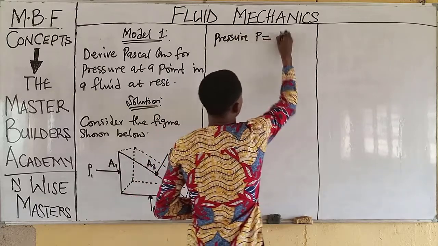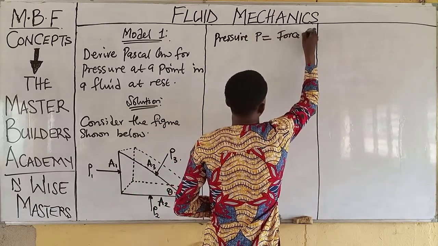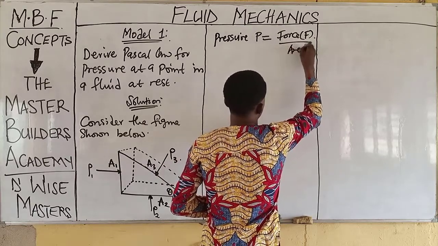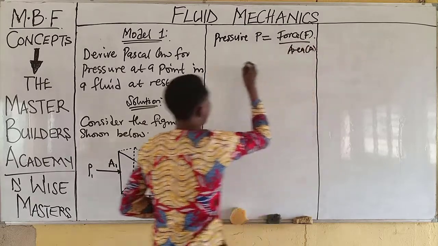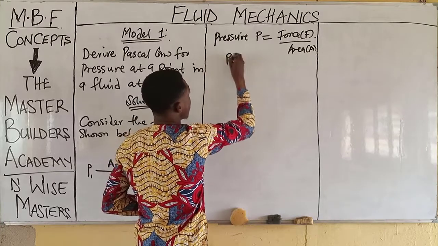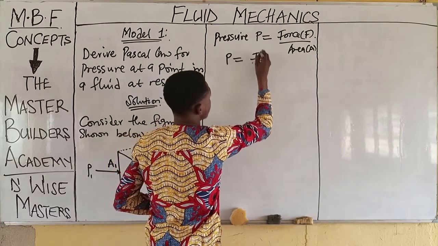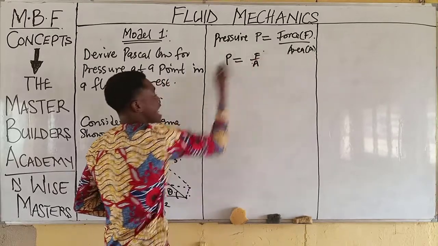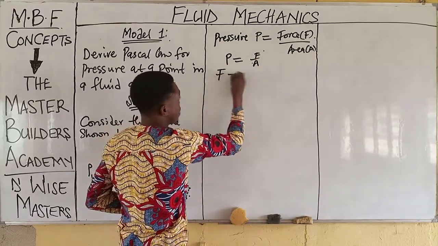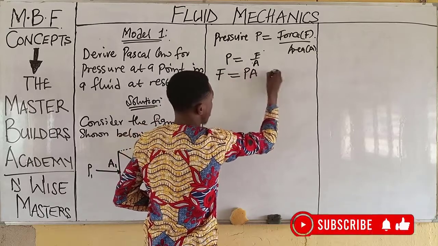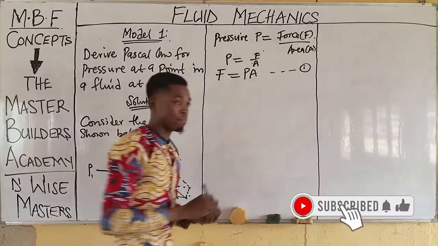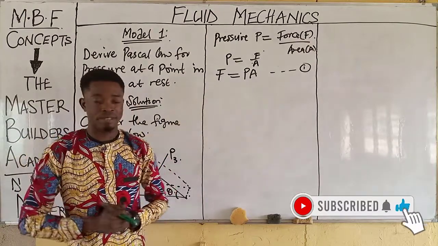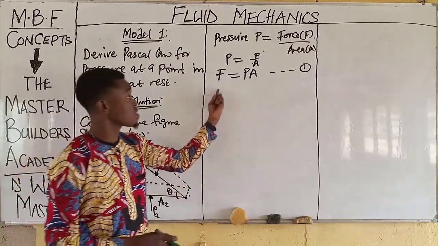P is equal to force F all over area A. So by this we have P is equal to F over A. Now when we make F the subject of formula, we have that F is equal to PA. Let's call this equation 1. So this becomes our first model, the relationship between force and pressure.